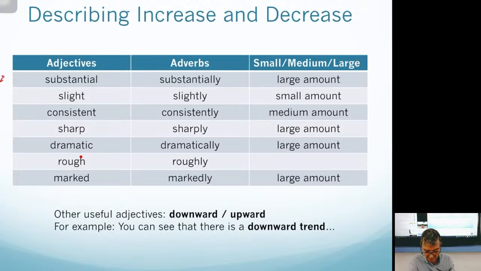Okay, and that's one other way of generally talking about the direction of the graph, and that could be downward or upwards. So, for example, you would use that with the word trend. You can see that there is a downward trend. So if you have a graph just going up and down and up and down, sorry about my writing, you can see that the downward trend is this direction.